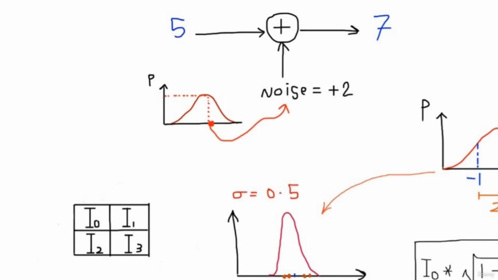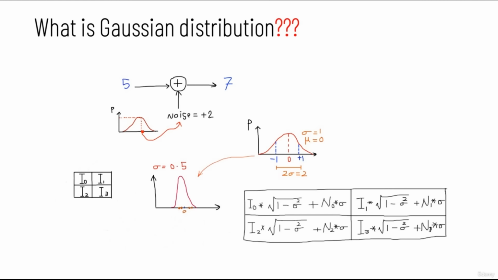So now, why do we need to use this Gaussian distribution? We need to use this Gaussian distribution to take random values from x-axis based on the probability density on y-axis. And why do we need to do that?